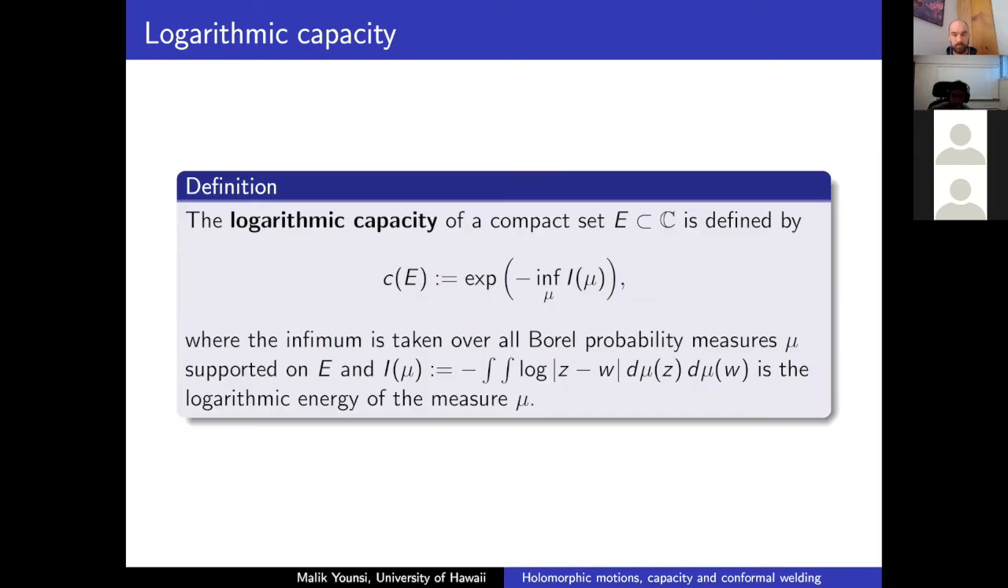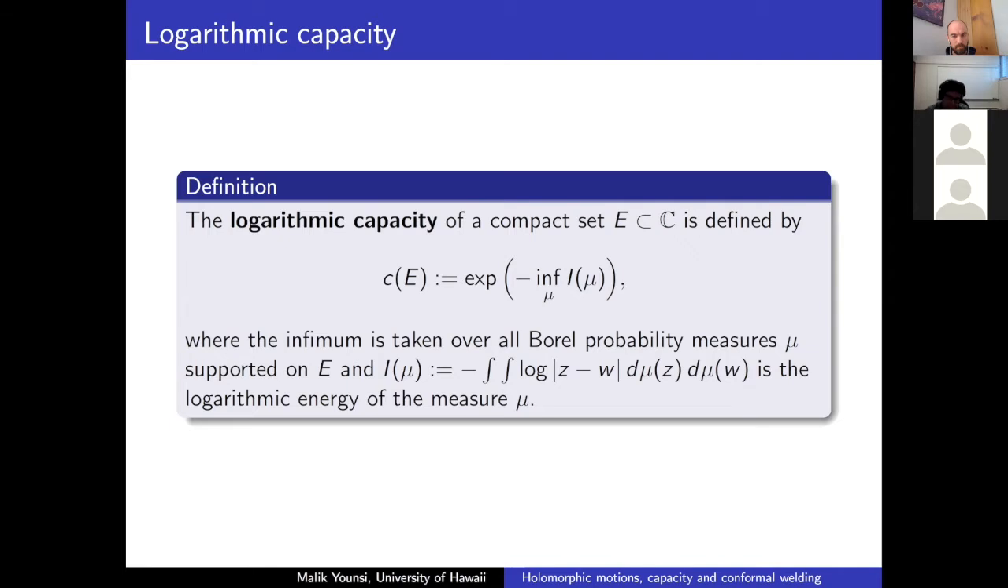Okay, so let's start with logarithmic capacity, the first result that we have. So first of all, what's the definition? There are a lot of equivalent definitions of logarithmic capacity, but here is one. You take a compact set E, and then you look at the energy of a probability measure supported on the set, and you want to minimize the logarithmic energy, take the negative of that, and then take the exponential. That is what we call the logarithmic capacity of a set.